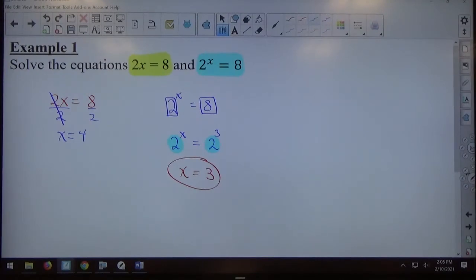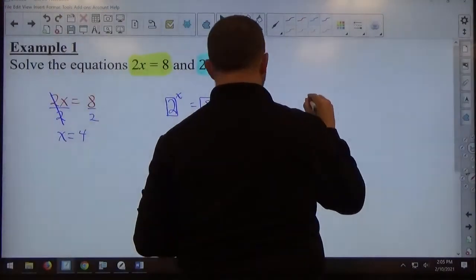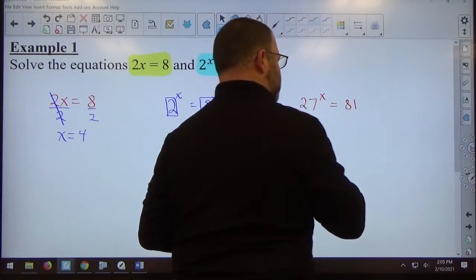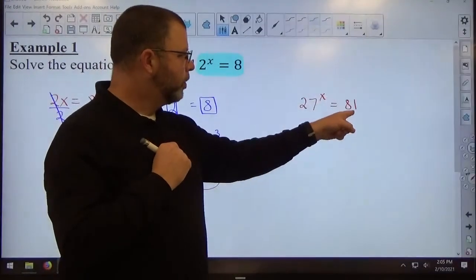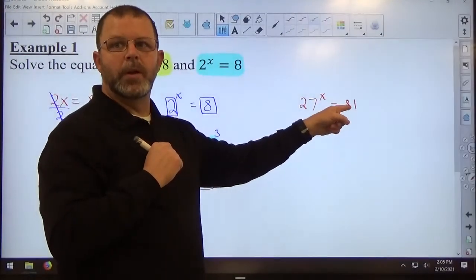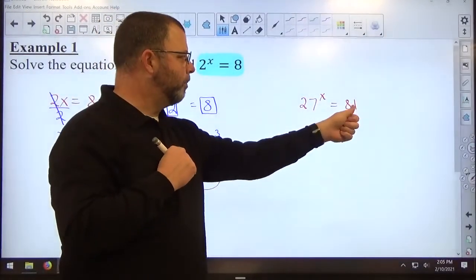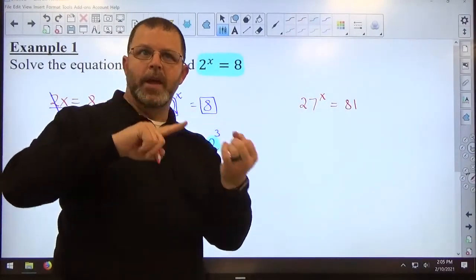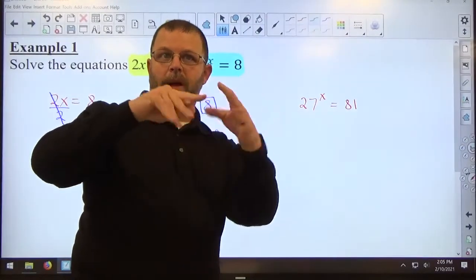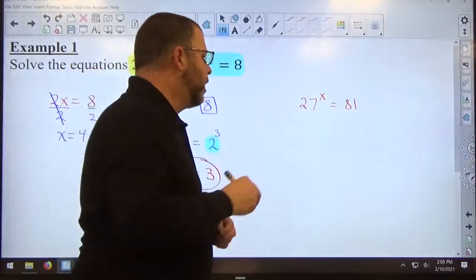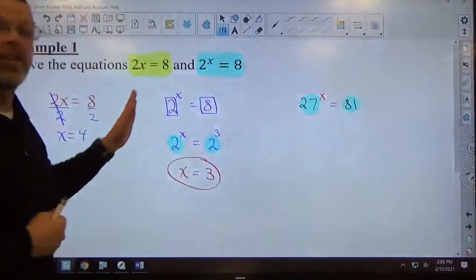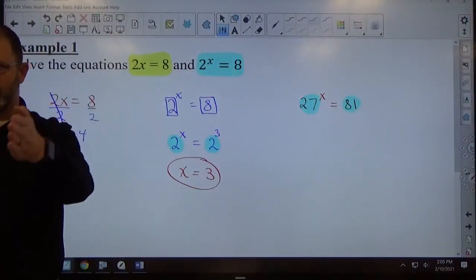Let me demonstrate the same philosophy with a little bit more challenging problem. Suppose I gave you 27 to the x power equals 81. Does 27 times 27 equal 81? I can't make this number become this number to a power, but 27 is 3 times 3 times 3, and 81 is 3 times 3 times 3 times 3. I can make them both become 3's to powers. And again, that's my goal, I want this number to be the same as this number. It doesn't have to be necessarily the same as either one of those numbers. I can go smaller up to a power.